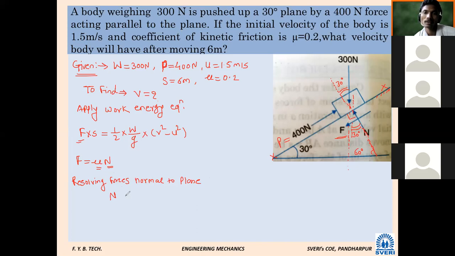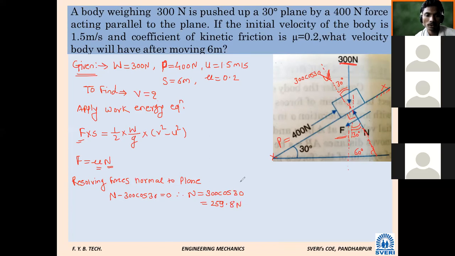What about its component along the line of N? Will this 300 Newton force be positive or negative? If I resolve it like this, what component will come here? 300 into cos 30, and it will be minus. So N minus 300 cos 30 equals 0. Therefore N is equal to 300 cos 30. What is this value? 259.8.